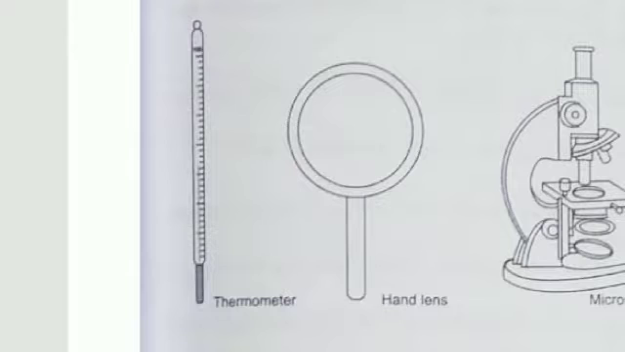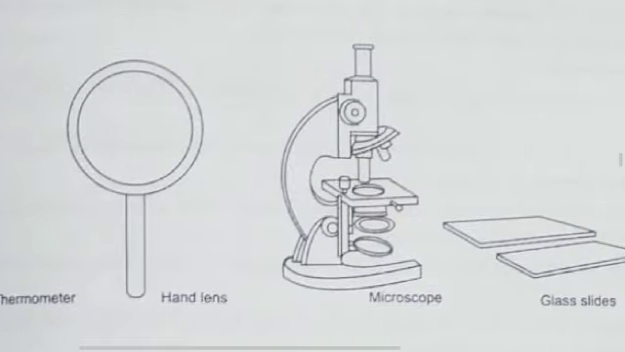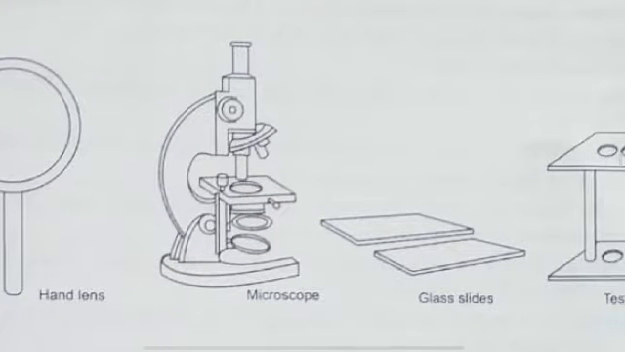It may be found in your house also. This is a lens, and this is a microscope. Things that are very small, we cannot see with our naked eye. We put these things on a slide and then watch. This is a microscope and these are slides used in a microscope.